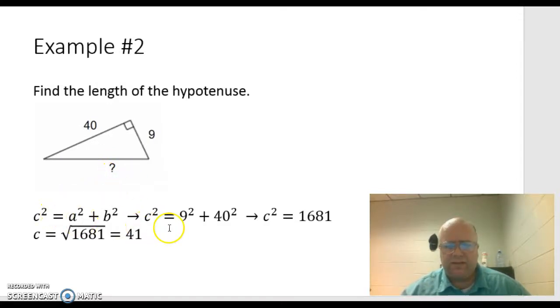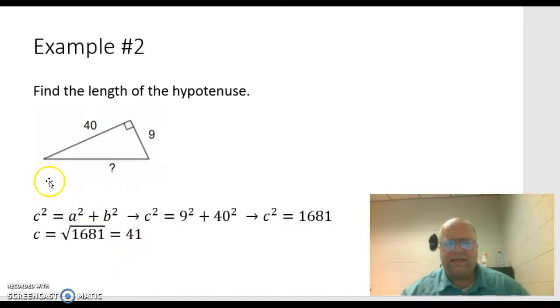We use the formula. We put in 9 and 40 for a and b. Once again, it doesn't matter which one we put in for a or which one we put in for b because they're both sides or legs. And we solve that. We get c squared is equal to 1,681. Putting that in our calculator, taking the square root and the positive value, we get 41.